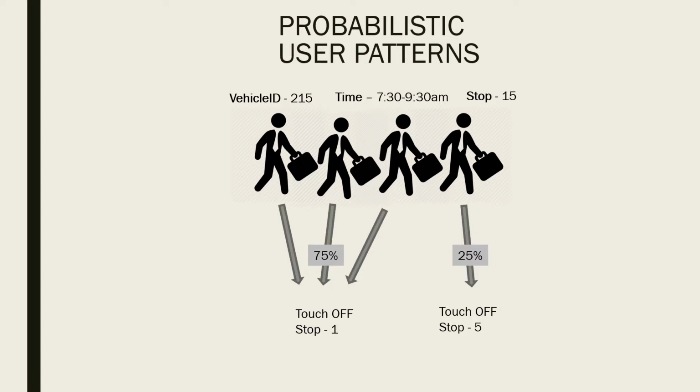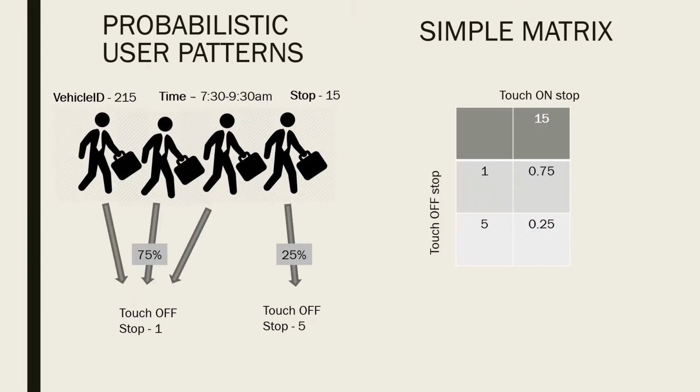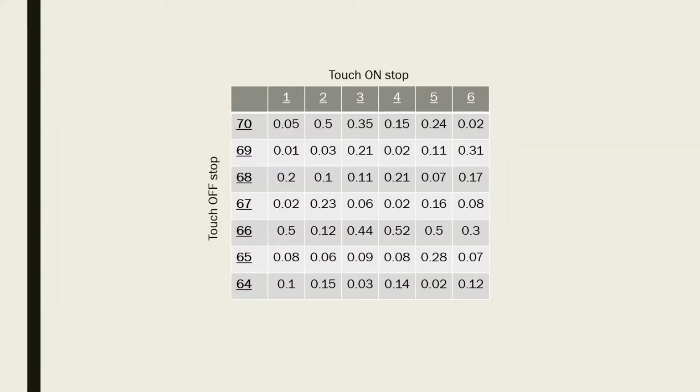Using a simplistic example for any set of variables, if we know the probability of which stops users get off at based on origin, we can generate a matrix like this on the right. Now imagine an entire matrix with all the possible touch-on-off stops, something like this. This allowed us to probabilistically determine touch-off stops for users who didn't touch off based on the same variables. Similarly, using user travel patterns, we could also retrieve all headless mode data.